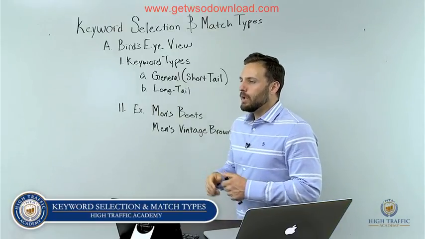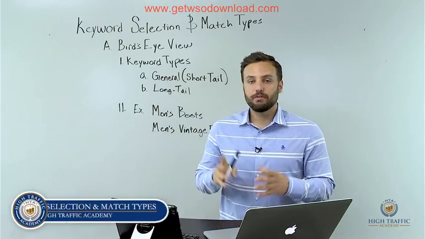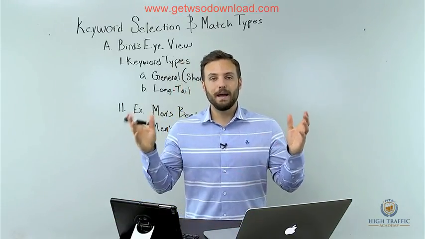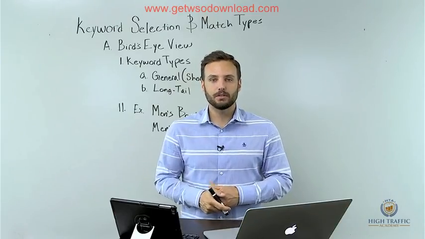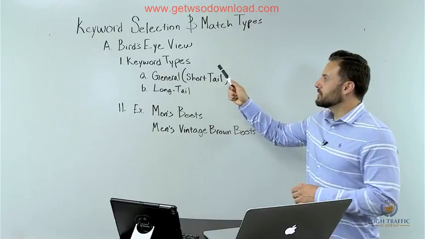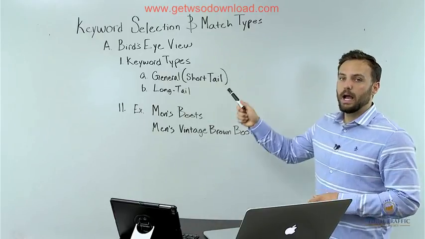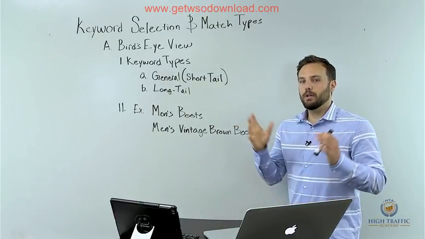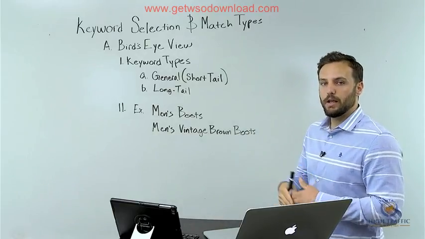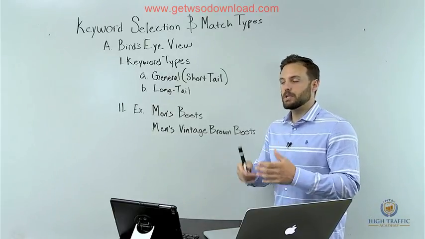In building a PPC strategy, you need to understand the two different types of keywords you can target and how you set them up as a correct match type in Google AdWords. So let's dive right into a bird's eye view of keyword types. There are generally two different types of keywords that you can do research on and then select to add to your ad groups and campaigns.